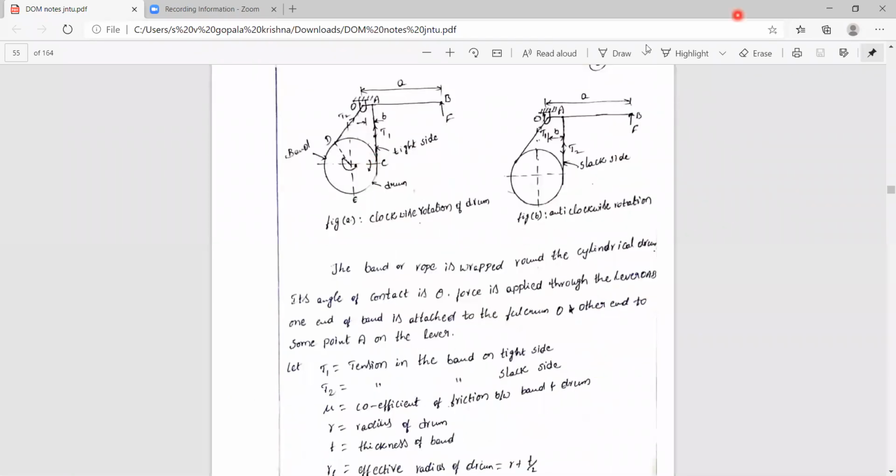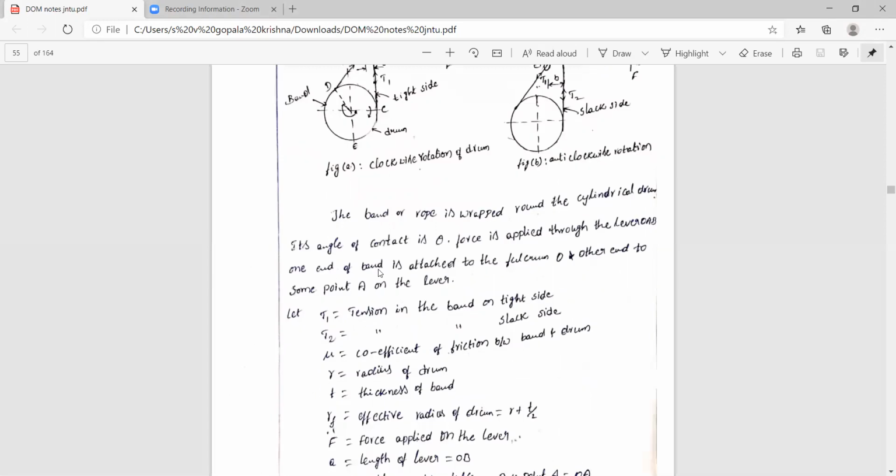The same diagram applies with a small amendment when the drum is rotating in the anti-clockwise direction. Then the tight side and slack side tensions are interchanged here. T2 and T1 are interchanged, so the slack side and tight side are interchanged.